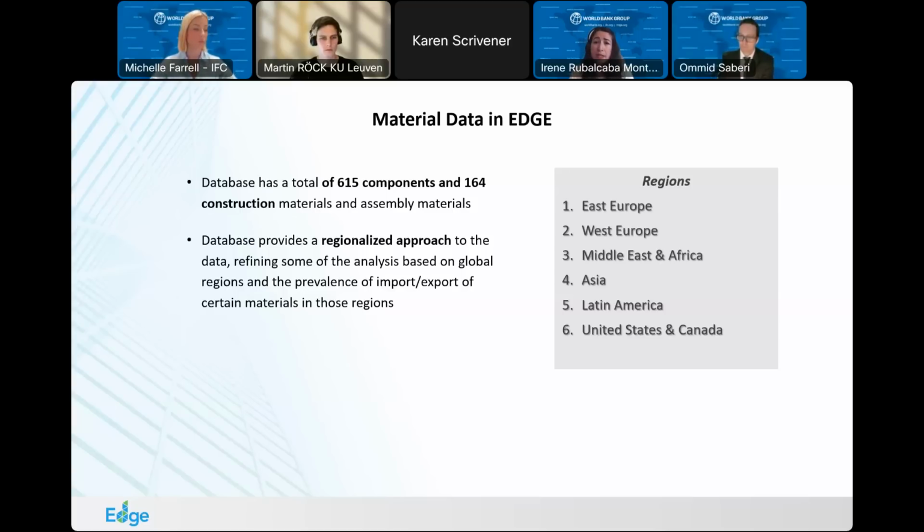So this analysis is refining based on global regions and the rate of import and export of certain materials in those regions. So you can see on the right side the list of regions that we currently have: East Europe, West Europe, Middle East and Africa, Asia, Latin America, and the United States and Canada.